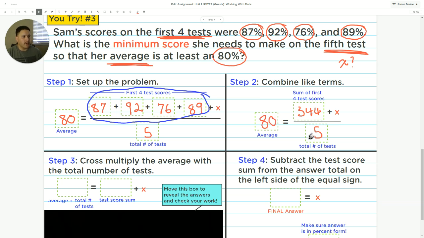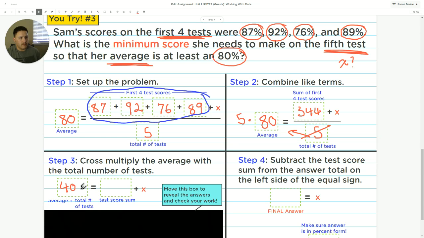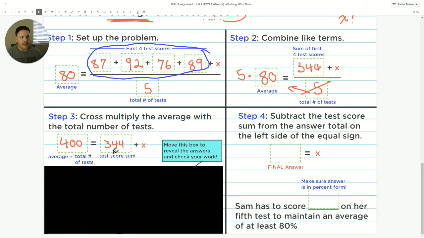I'm now going to cross multiply the 5 to the other side. 5 is going to go away right here. And so 80 times 5, I believe that is 400. Yep. So the left side of the equal sign turns into the average times the total number of tests, which is 400, which is equal to 344 plus X.